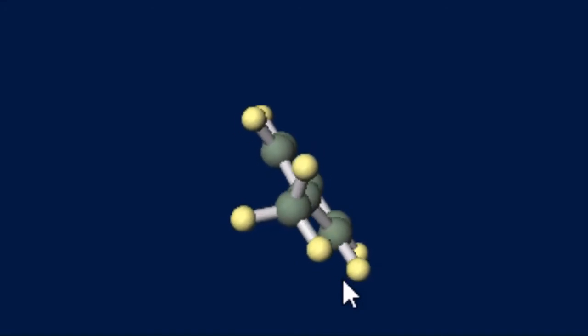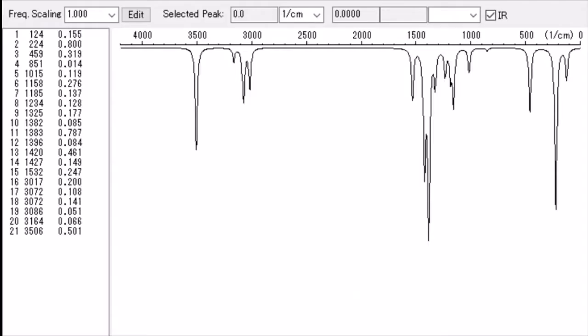Right, these are the different kinds of vibration present in toluene. Let me take another example. Now let us see the spectrum of ethanol.